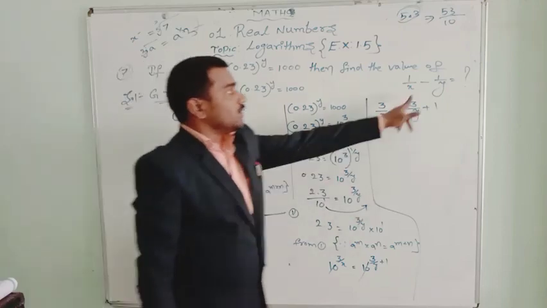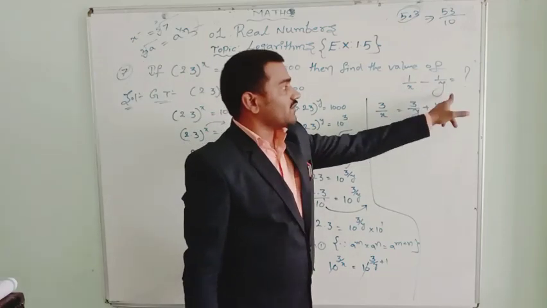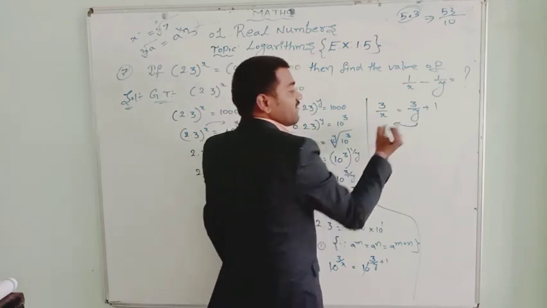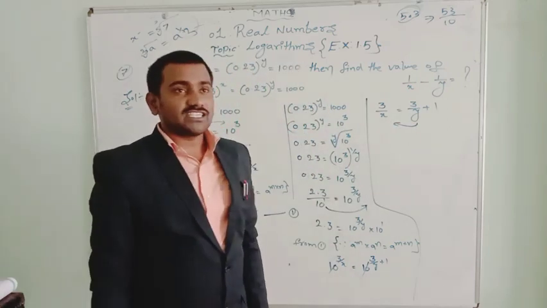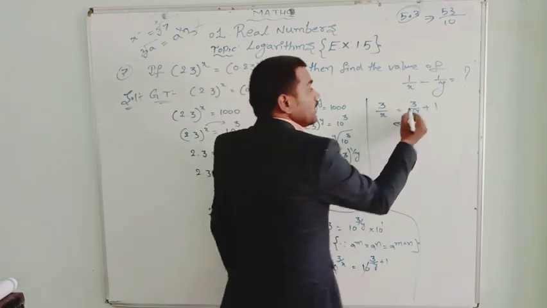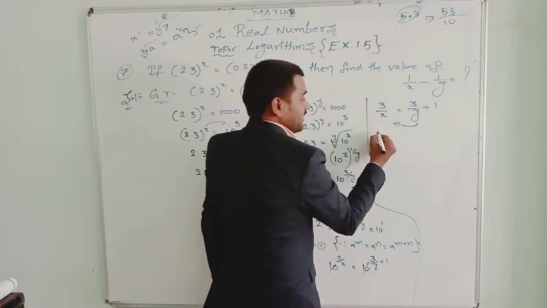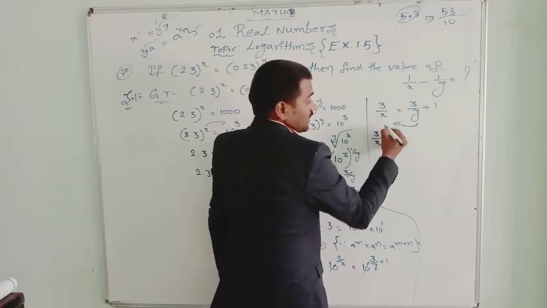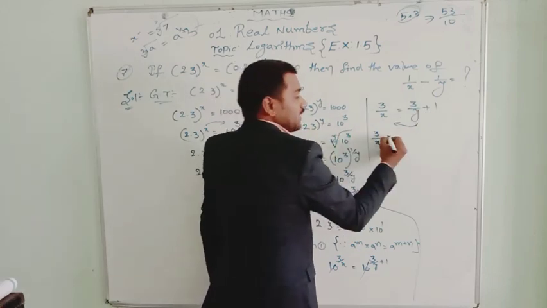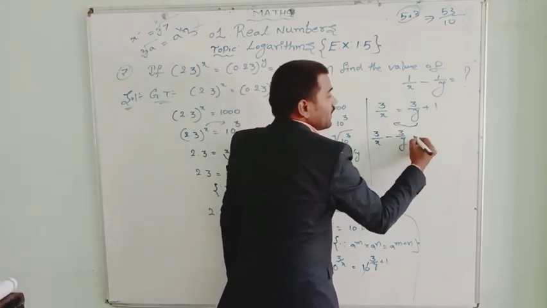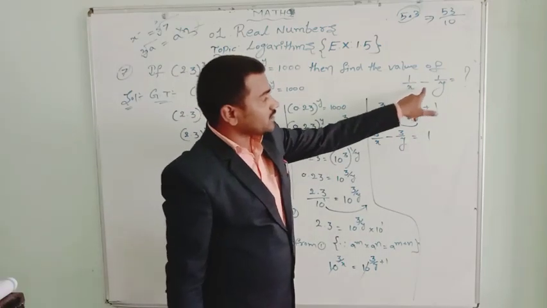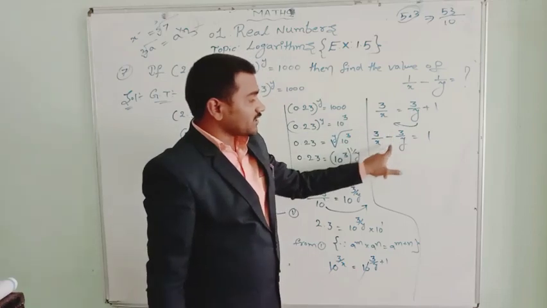Actually what we need is 1 by x minus 1 by y. We need to change this into 1 by x and 1 by y. First of all, this 3 by y we bring to the LHS side, so it becomes minus 3 by y, and 3 by x stays plus 3 by x, that equals plus 1. Now you have 3 by x minus 3 by y equal to 1, and we need 1 by x minus 1 by y.